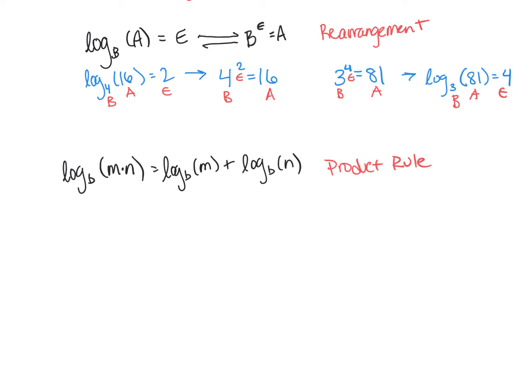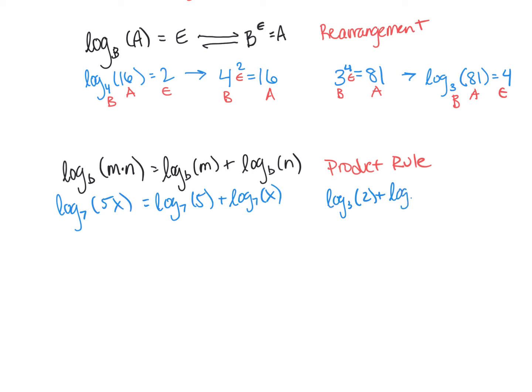So if we were to practice and say, how would I separate log base 7 of 5x? Well, I could say that could be log base 7 of 5 plus log base 7 of x. Or if I was to go the other way and have log base 3 of 2 plus log base 3 of y, I could then go backwards with the rule, add the insides, and bring them into one log, and say that this was equal to log base 3 of 2y.